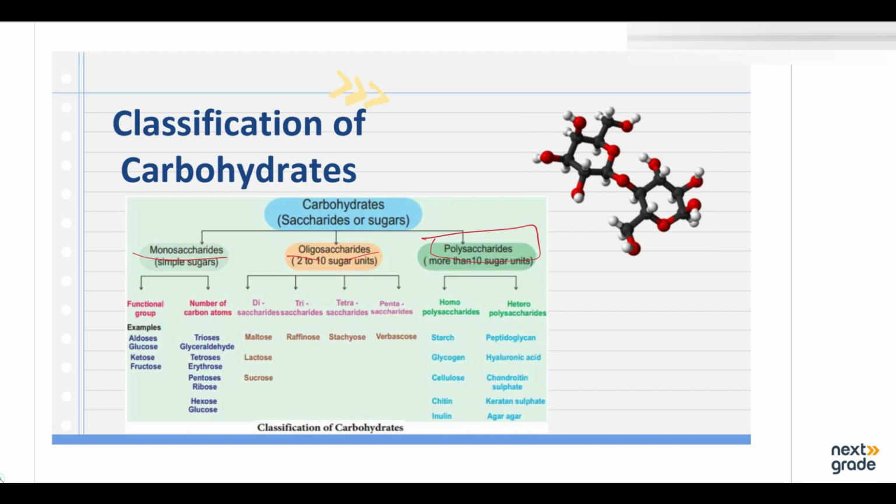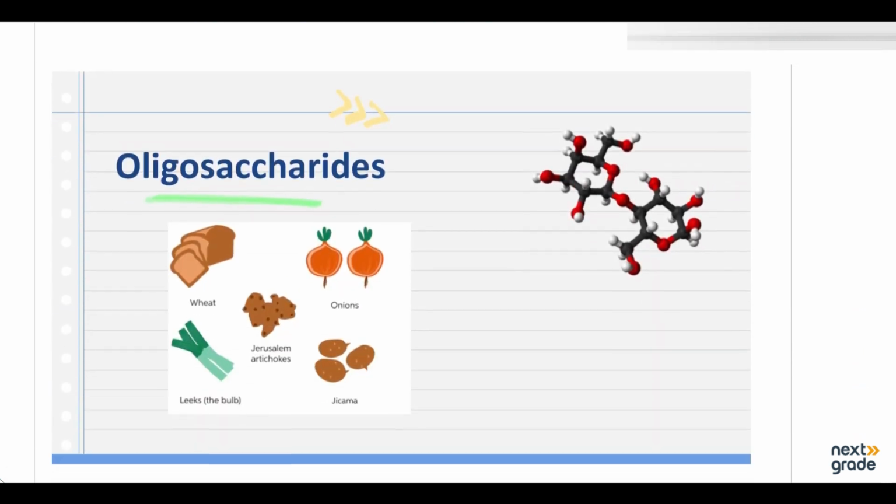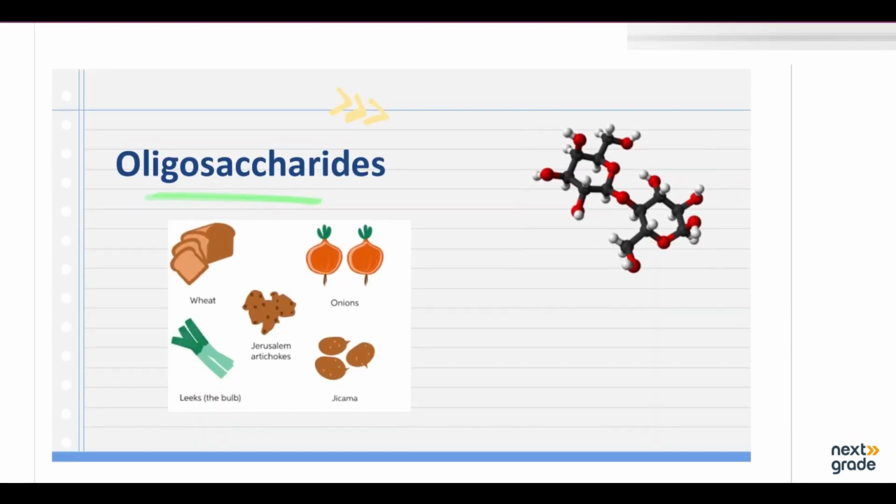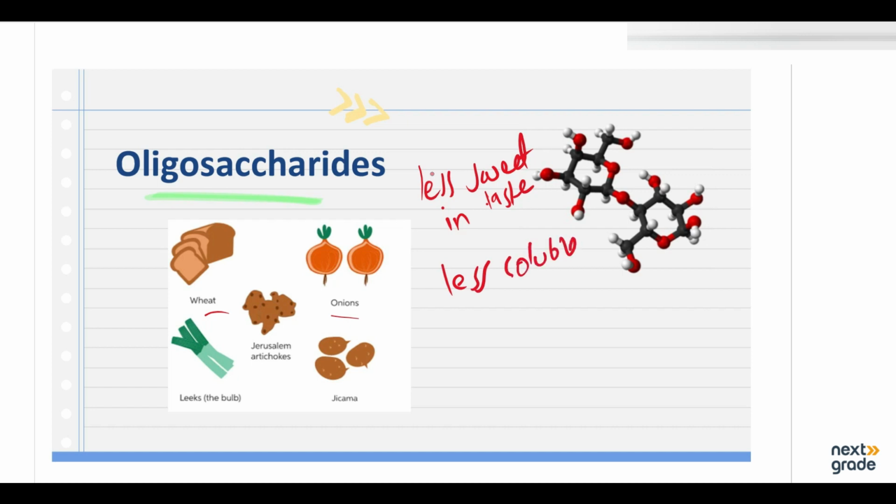So let's continue with the oligosaccharides. Oligosaccharides are comparatively less sweet in taste. As you can see here, like wheat, onions, and these things are less sweet, right? So oligosaccharides are less sweet in taste. They are less soluble in water, right? On hydrolysis, they yield 2 to 10 monosaccharides. The ones yielding 2 monosaccharides are called disaccharides, and those yielding 3 are called trisaccharides.